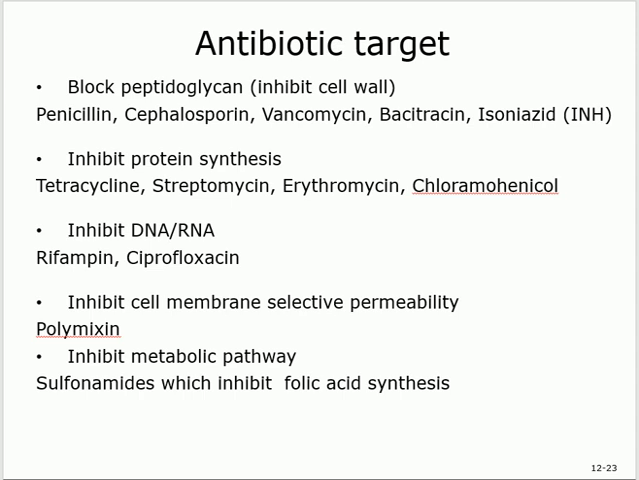Okay. Next, rifampicin and ciprofloxacin. They inhibit DNA and RNA. So where do they work? Genetic material. They work on genetic material, DNA or RNA. What do they exactly inhibit? Anything related to those. Anything. Transcription, translation, replication, whatever it is.